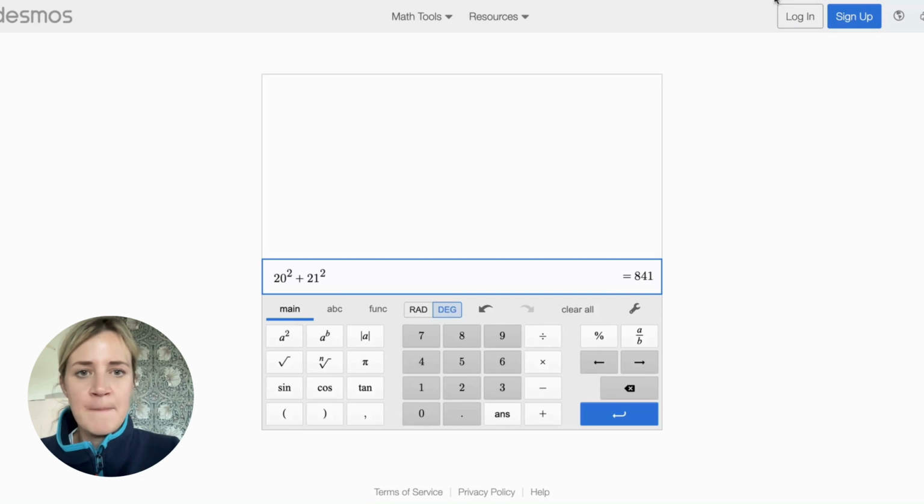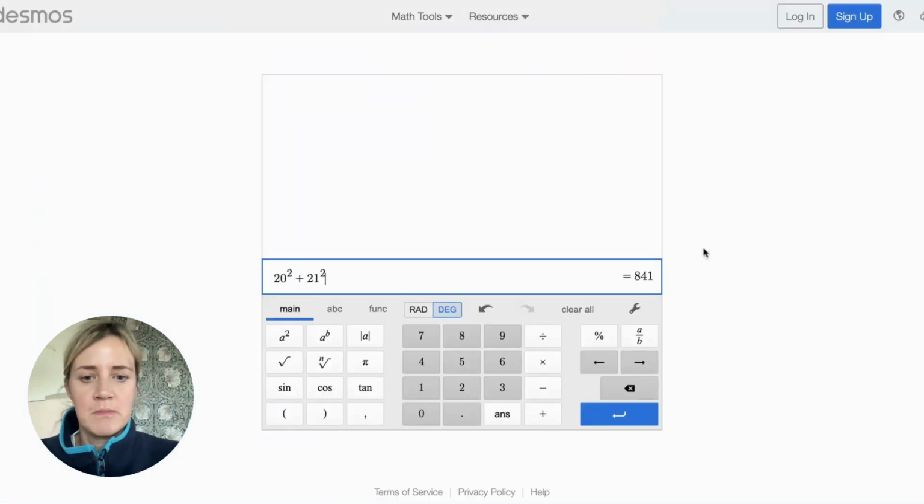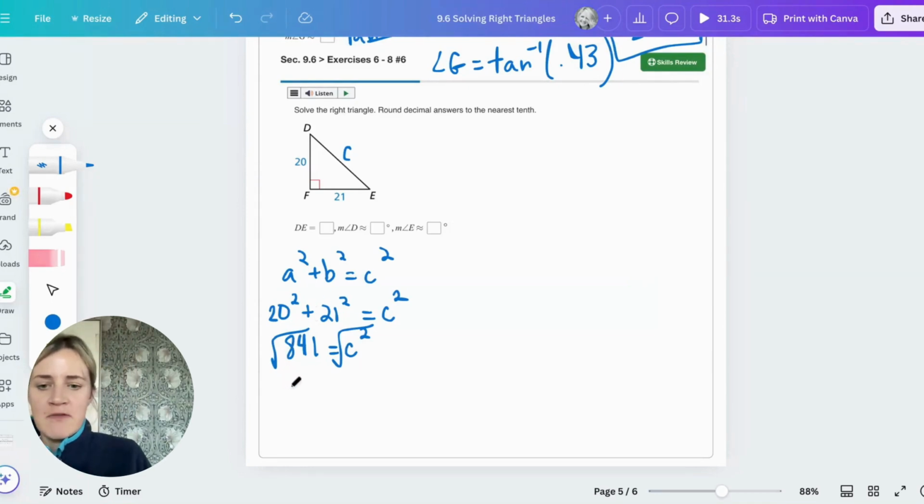841. Solve that. I'm going to take the square root of both sides. Square root of 841: 29. It's a whole number. It was a Pythagorean triple. So we get 29 for our C. We're almost there, aren't we?